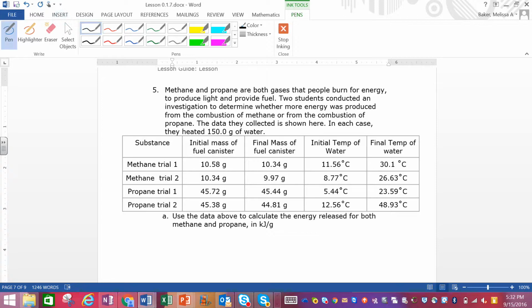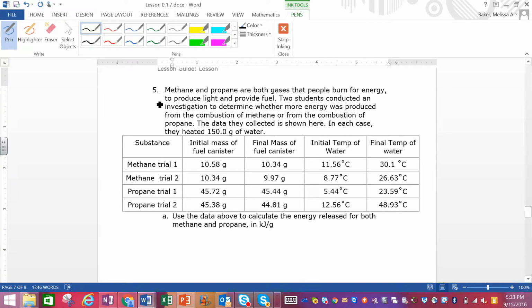All right, it says methane and propane are both gases that people burn for energy to produce light and provide fuel. Two students conducted an investigation to determine whether more energy was produced from the combustion of methane or from the combustion of propane. The data they collected is shown here. In each case, they heated 150 grams of water.